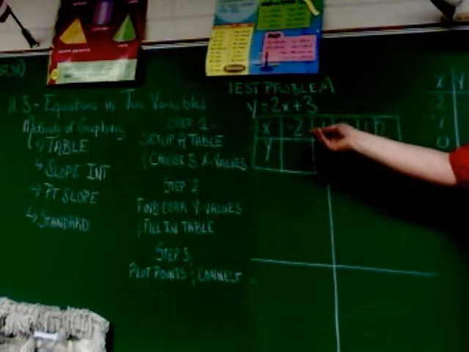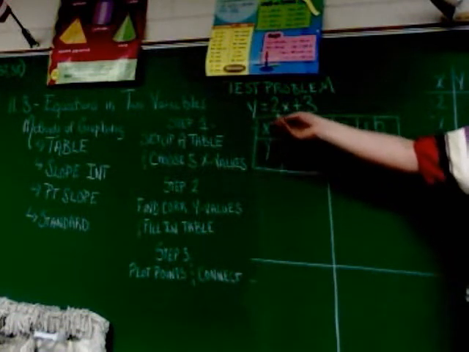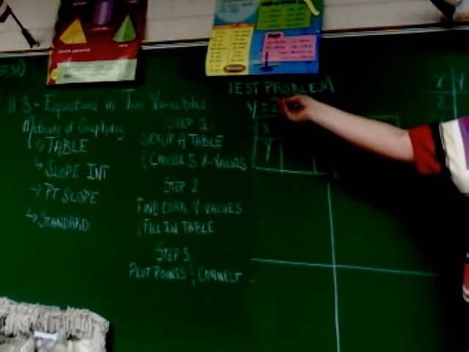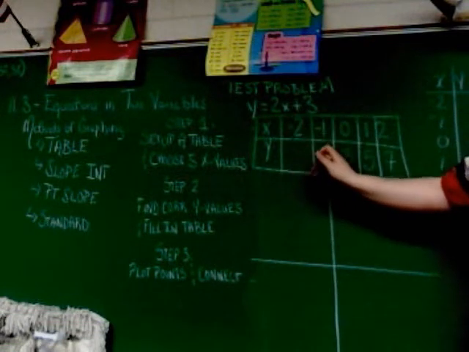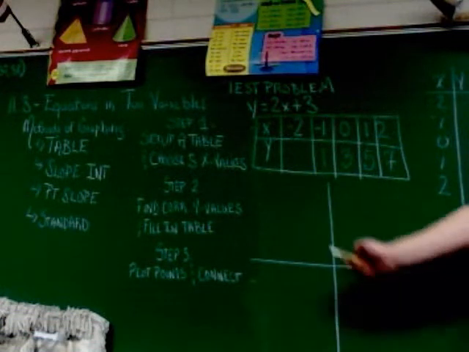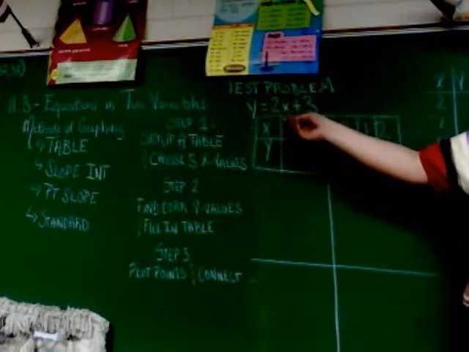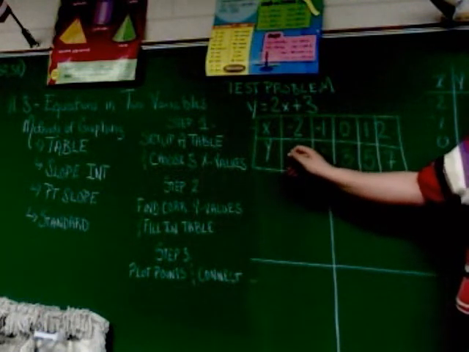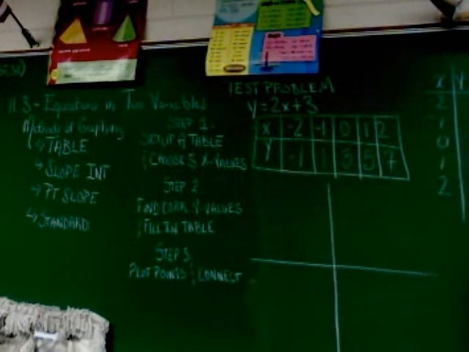Next thing I'm going to do is I'm going to change x into -1. 2 times -1 is -2, plus 3 is 1. And then finally -2. 2 times -2 is -4, plus 3 is -1.